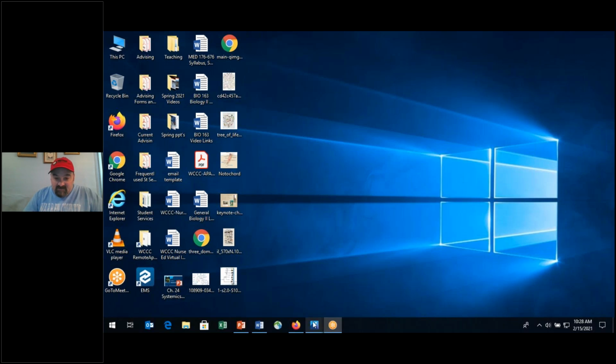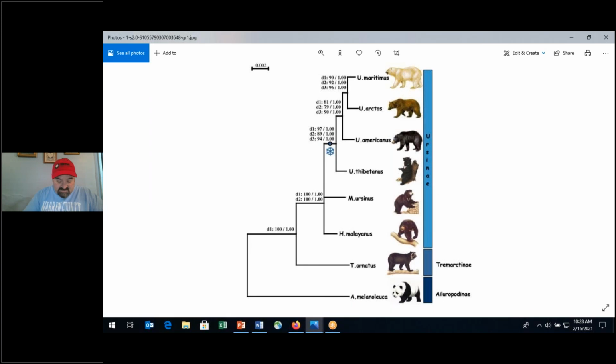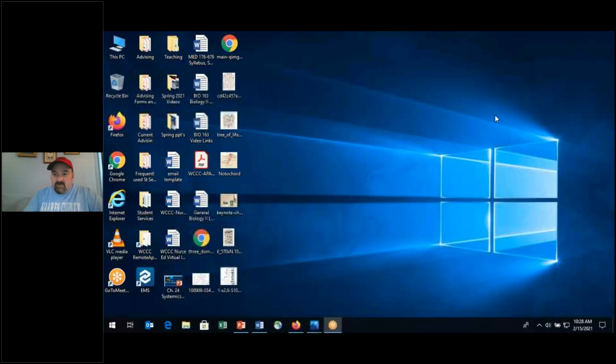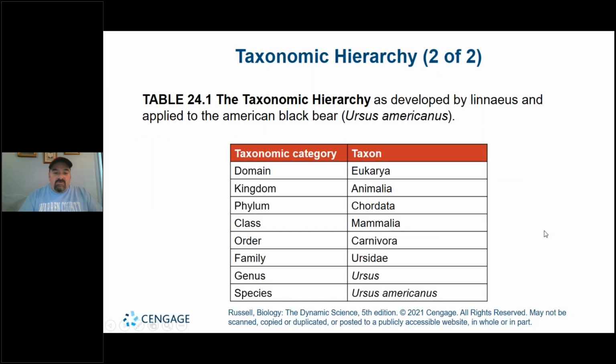Then the family, again, I showed you here Ursidae, and then we get to Ursus as far as the genus is concerned. Okay, so let's go back to the PowerPoint here, just trying to give you a little more information regarding each of these levels.